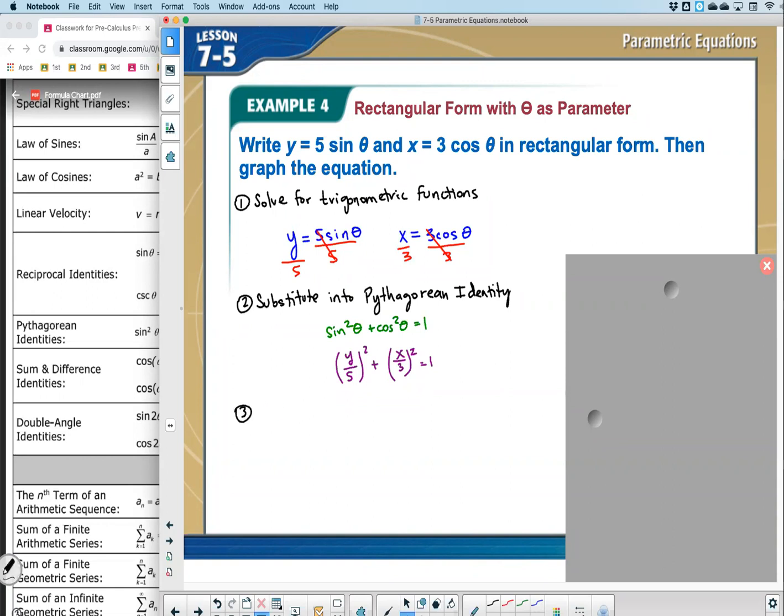Step 3 is the same. It's just simplify. When I simplify here, I'm going to have y squared with a fraction squared. It's numerator times numerator, denominator times denominator. So it'll be y squared over 25 plus x squared divided by 9 equals 1. You might recognize that from the formula chart. This is the form of a vertical ellipse. That is a vertical ellipse right here.